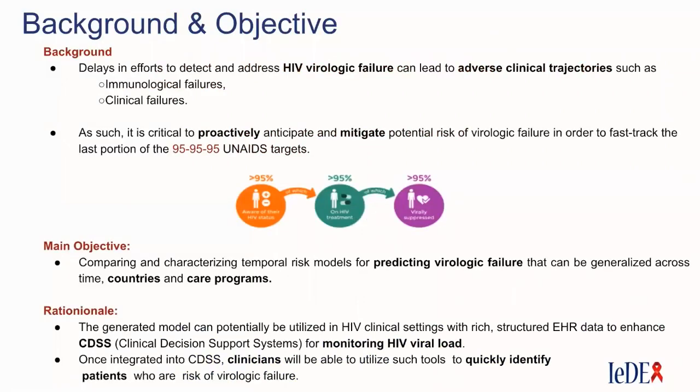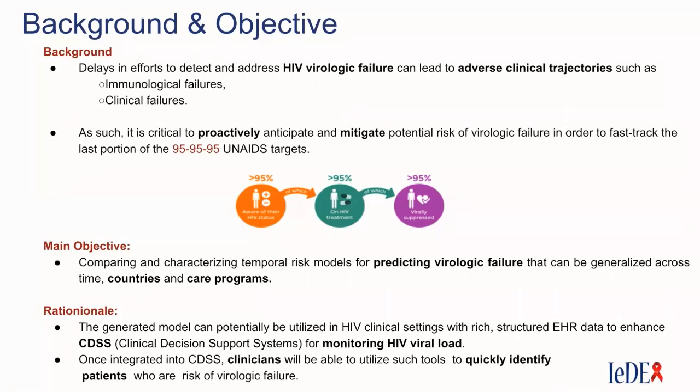Starting with the background, significance, and rationale for this study, it is well known that HIV virologic failure occurs when viral RNA is elevated to a certain threshold, usually 1,000 copies per ml as per the WHO guidelines. If not detected and addressed, it can easily escalate to treatment failure, immunologic failure, or clinical failure. Fortunately, due to the influx of HIV electronic health record data, it is becoming more feasible to predict these clinical events. Therefore, this study aims to disseminate some techniques that can be utilized in HIV care programs to proactively anticipate and mitigate potential risk of virologic failure.